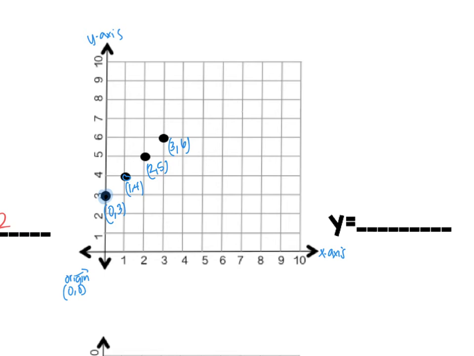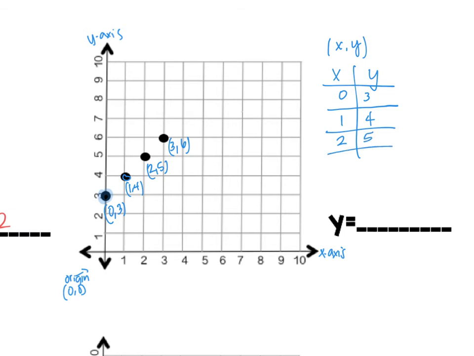And now I'm going to take these ordered pairs and place them in a table. If you remember our ordered pairs, the x goes first and the y goes second. So our first ordered pair is 0, 3. Then we have 1, 4. Then we have 2, 5. Then we have 3, 6.